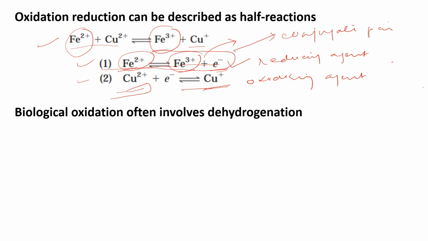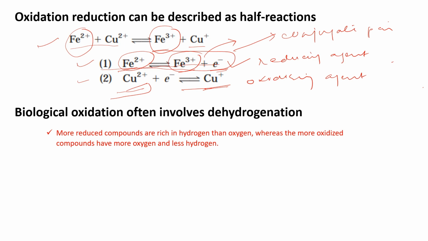One of the components of one conjugate pair donates an electron and one of the components of another conjugate pair accepts an electron. Now come to biological oxidation and reduction. Biological oxidation often involves dehydrogenation. As we learned, which compound is known as a reduced compound? The one which contains more hydrogen. When hydrogen is added to any compound, or the compound is rich in hydrogen, it is a reduced compound; the compound rich in oxygen is an oxidized compound.